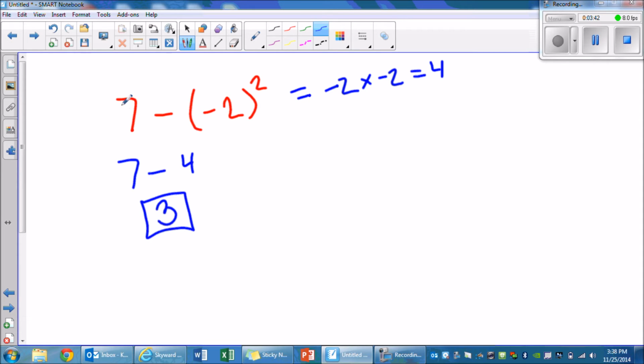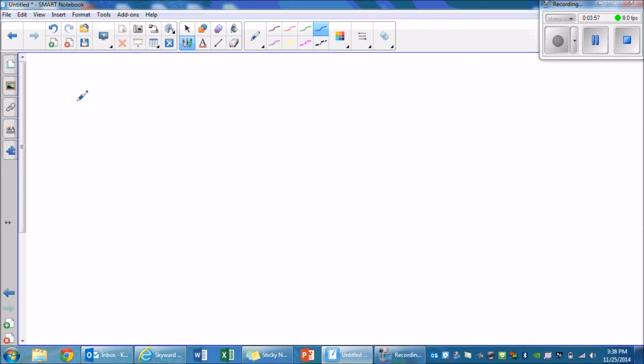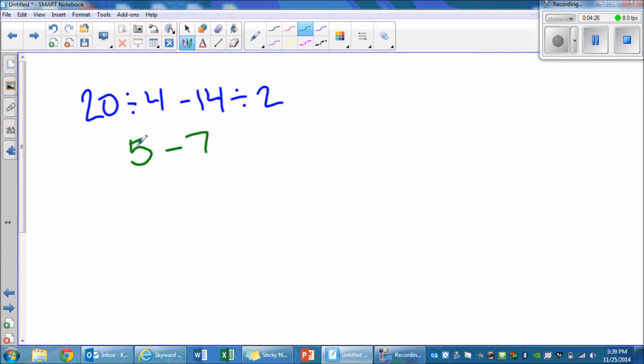Pretty easy. See how I am also writing my answers and it kind of comes into an upside down triangle? It is very important that you show your work and that you write out each step to get to your final answer. Here would be another example. 20 divided by 4 minus 14 divided by 2. Okay, we have division and subtraction. What does Aunt Sally say we need to do first? That would be division. So 20 divided by 4 is 5. Then we're left with whatever 14 divided by 2 is. That would be 7. So now we have 5 minus 7.